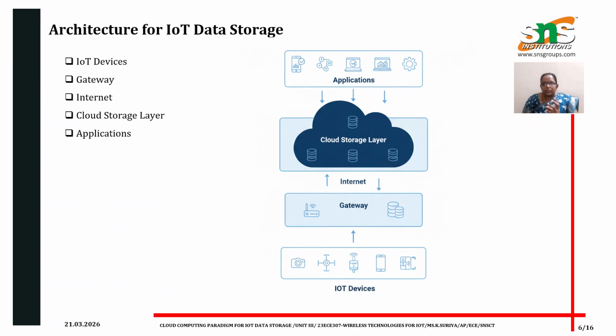So next layer is the internet, which transfers the data to the cloud. So then comes the cloud storage layer where the data is stored in the cloud and managed. Finally, the application layer uses this data for analytics, visualization, and user interaction. So this layered architecture ensures efficient data flow from devices to applications.